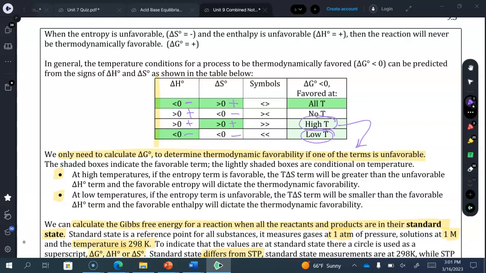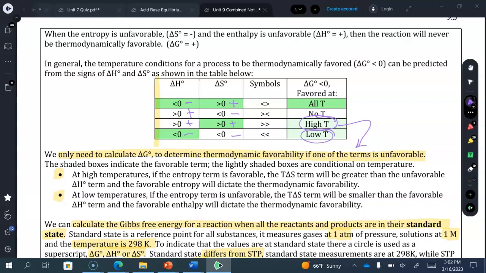So we only need to calculate the delta G of reaction to determine thermodynamic favorability if one of the terms is unfavorable. So like in the third row, the delta H is unfavorable, and in the fourth row, the delta S is unfavorable. So at high temperatures, the entropy term is favorable. The T delta S term will be greater than the unfavorable delta H term, and thus favorable entropy will dictate the thermodynamic favorability.